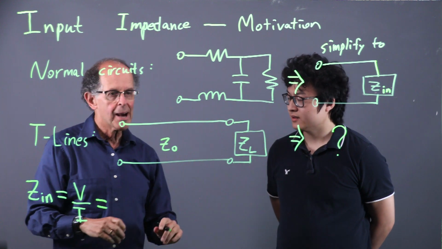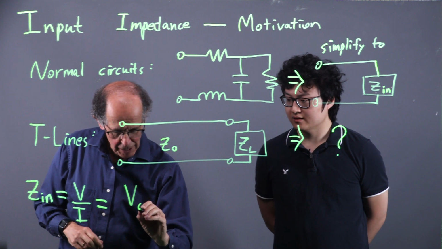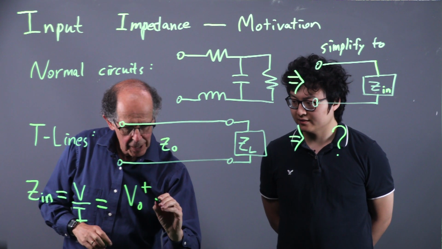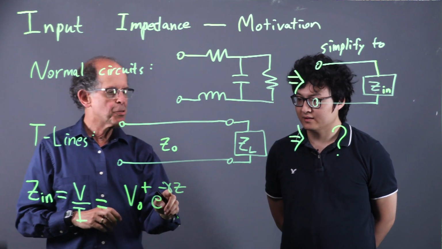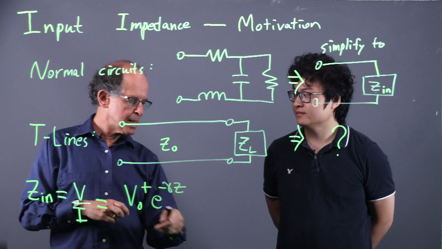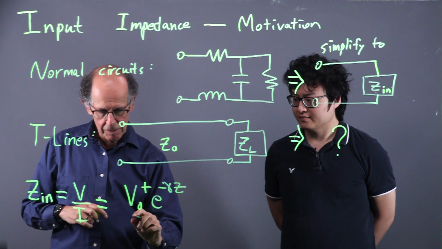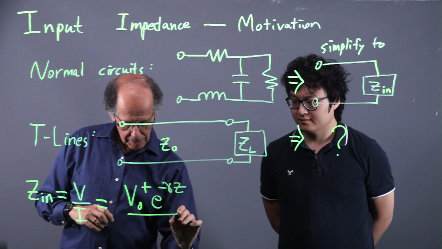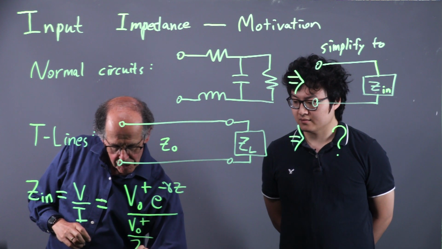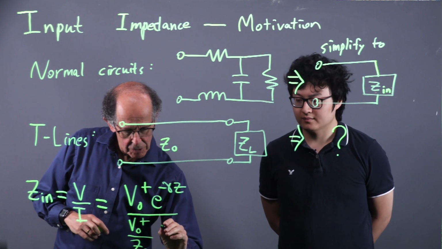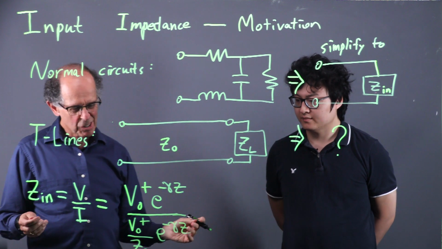So we have a forward traveling voltage. So let's just do that. V naught plus e to the minus gamma z. And gamma, before I'll write it down when we're done, is going to be j beta. Okay, V naught plus, so that's the voltage. And the current, of course, is V naught plus over Z naught times e to the minus gamma z. So, by the way, that just looks like Z naught.